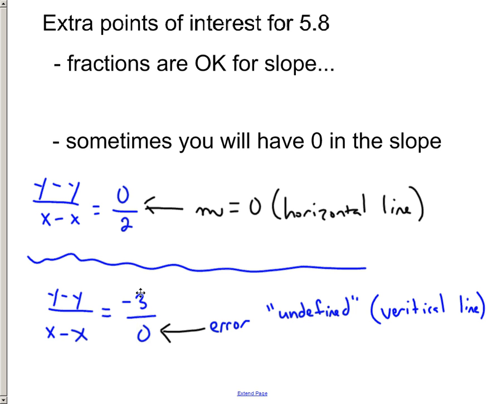Now let's stop and think about it. You can go down 3, but you can't go right or left at all because your run number is 0. And when you look up here at this one, you're not going up or down at all for your rise number. That's 0. You're just going to the right 2 and to the right 2, and that's the reason it's a horizontal line there. So that was a couple of extra points I just wanted to point out when you get into finding slope. Be careful of that error message. Just put down the slope is undefined, and when you get a 0 on top, instantly you know your slope is 0.